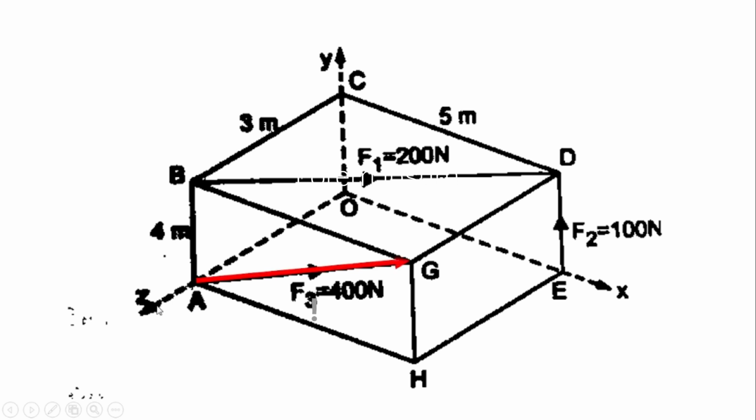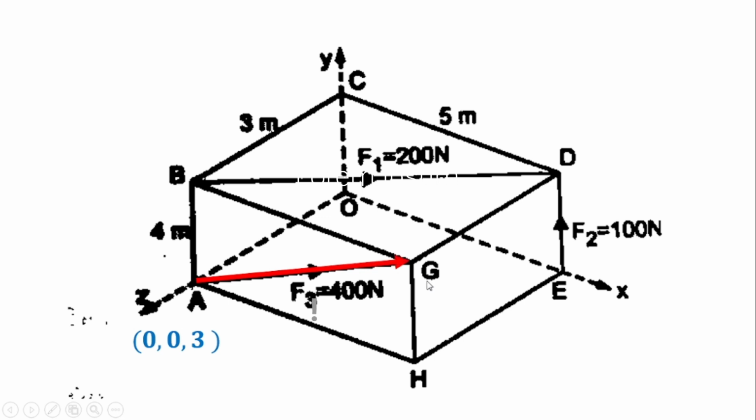Now A is located on the Z axis. So its xy component will be 0, only it has the Z component. So the value of Z is 3 meter here. So coordinates are 0, 0, 3. The point G is located in between the XYZ axes. So it has all three components. It is not located on a particular axis, or on any plane. So it is located in three-dimensional space.